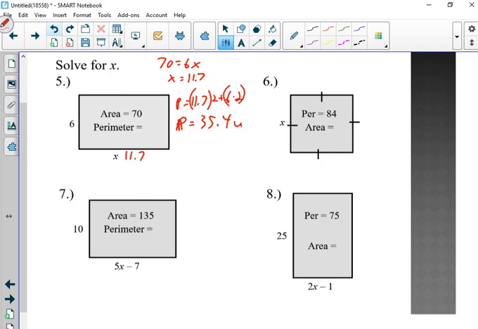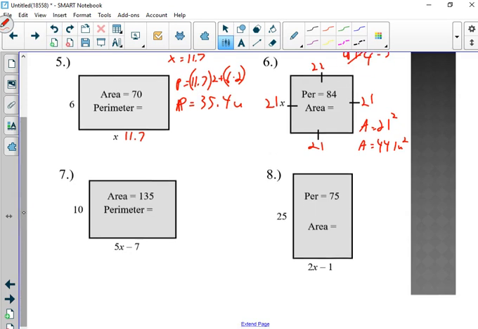Okay, the perimeter over here, number 6, is 84. Since all 4 sides are the same, 84 divided by 4 will equal the side. So 4 goes into 8 twice, and 4 goes into 4 once. So each side is 21. Therefore, the area is 21 squared. So the area is 441 units squared.